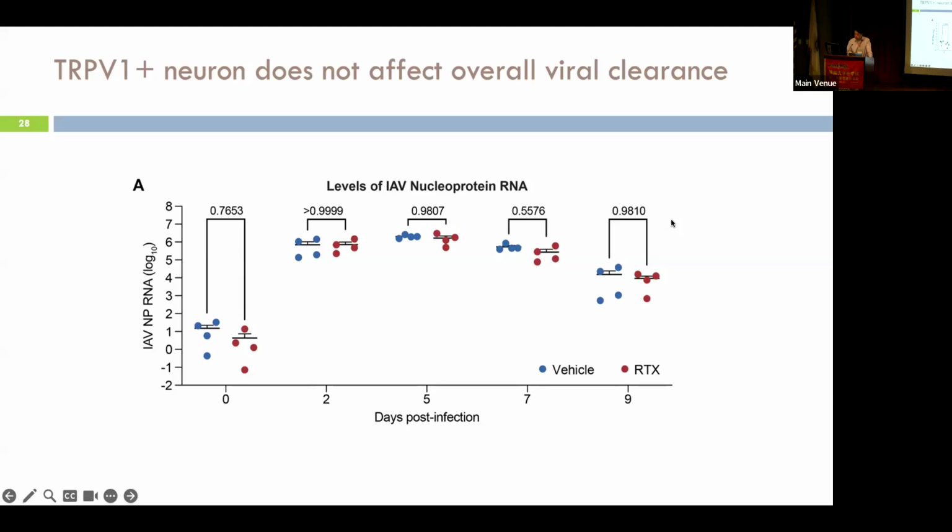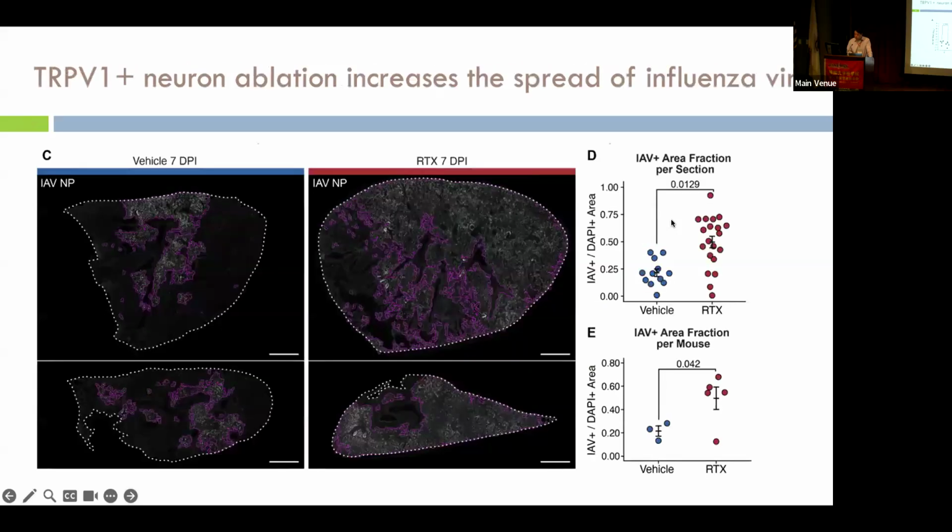So it's not overall viral clearance, but actually Nicole in my lab, who recently did this immunostudy, did see there was a big difference in viral spread, even though the overall amount wasn't different. If she stained for NP protein, what you could see is in the lobes, there's a lot more viral spread. So the neurons seem to be important in controlling or restricting the virus from spreading too much in the lungs.